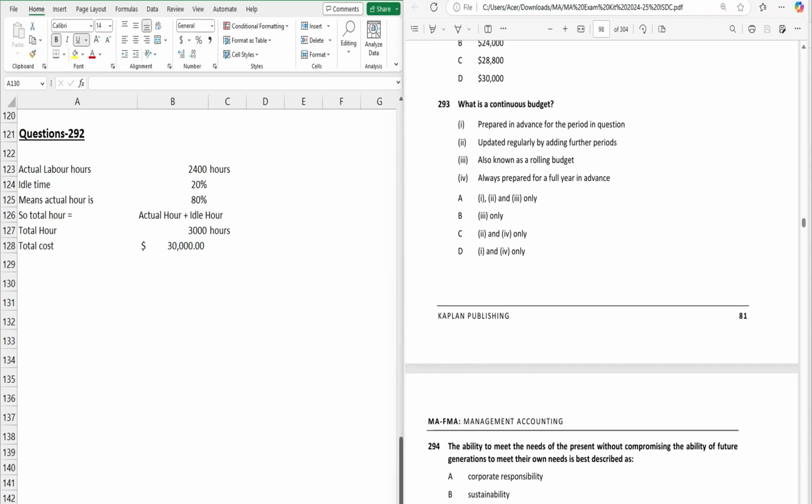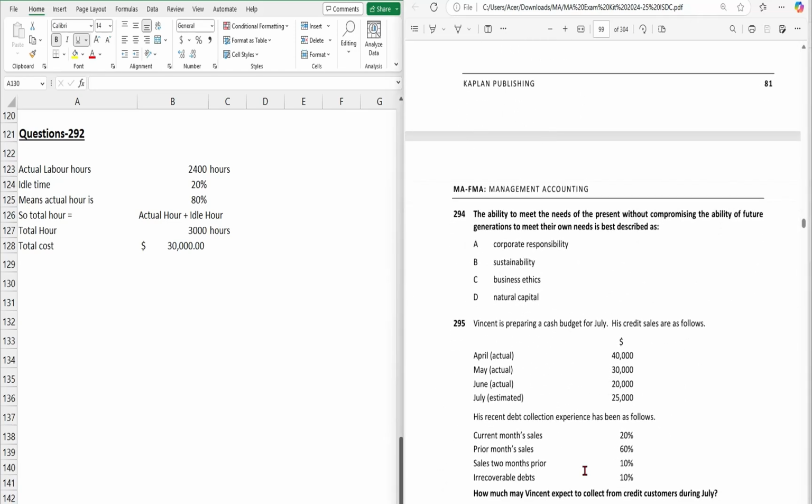So the last one is "always prepared for the full year in advance." It is not correct. Why? Because it is not always prepared for the full year in advance, but rather regularly updated to maintain the set time horizon. So that's why it's incorrect, and our correct statement is the first three. Okay, now next question.